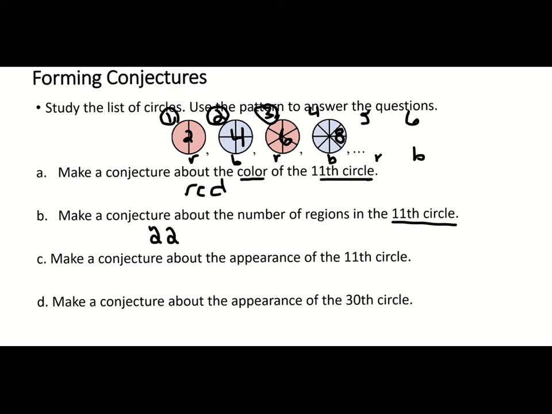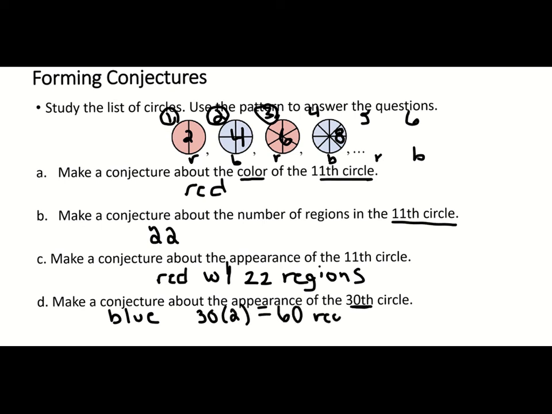Now they want a conjecture about the appearance of the 11th circle. Well, we said it should be red with 22 regions. All right, and then our last thing, they want us to make a conjecture about the appearance of the 30th circle. Well, I know that 30 is an even number, so my even numbered circles are blue. And then if I take 30 and I multiply it times 2, it should have 60 regions.